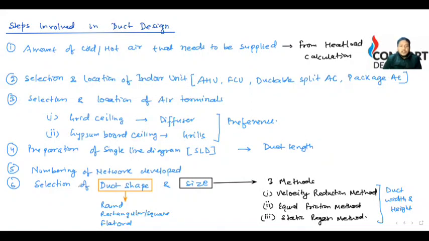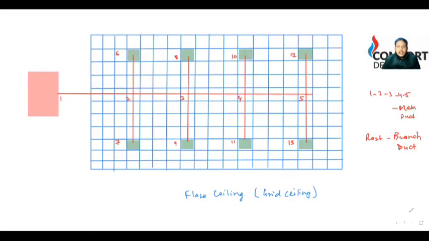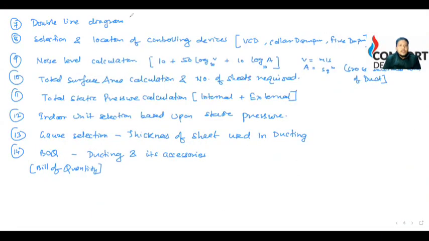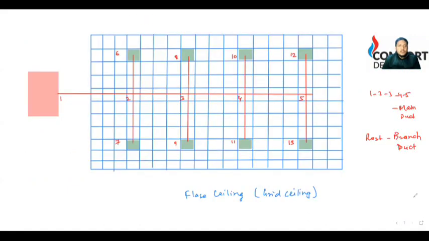Now let's see selection of duct shape and size. How its shape and size will be. Suppose for example, we are going with rectangular duct. And with the help of any one of these three methods, we came to know the size also. So we will convert this line into double line diagram. Once we get it, it is your DLD, that is your double line diagram. So let me convert this into double line diagram.